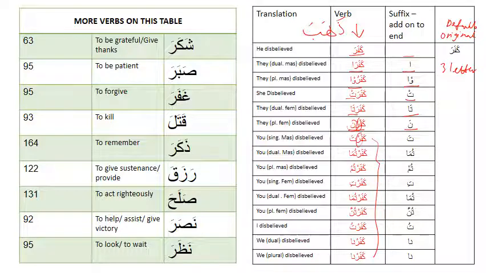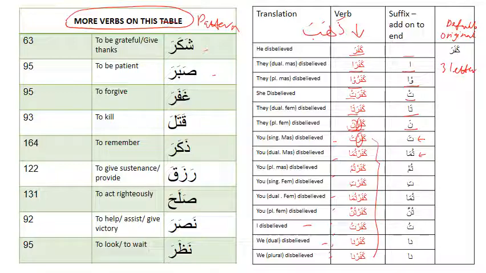And same thing with the rest of these. You make the lam letter, in this case, ra is the lam letter, because as you can see, it is the third letter. And then you add the rest of these suffixes to make it into you, I, we, and we. And some more verbs that are on this pattern are over here: shakara, shakara, shakaru, shakarat, shakarata, shakarna, etc.